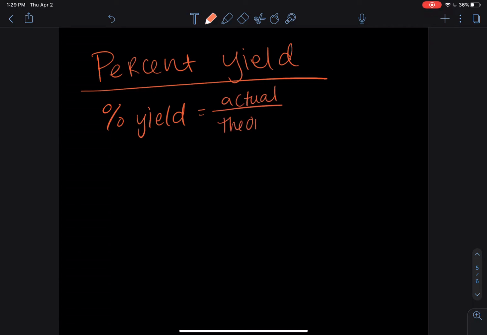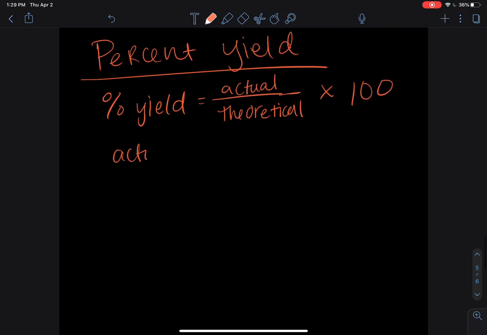So let's talk about what those mean. And then, of course, because it's a percent, we have to multiply by 100. Okay, so actual, this refers to experimental data. I need to write that all out.